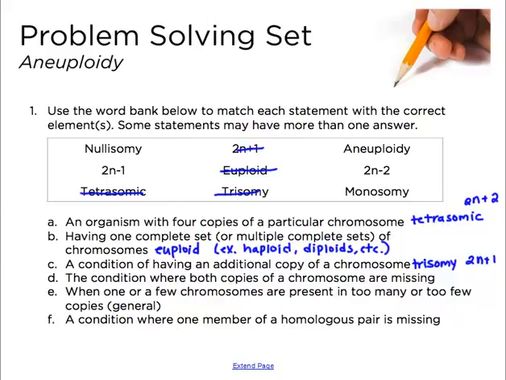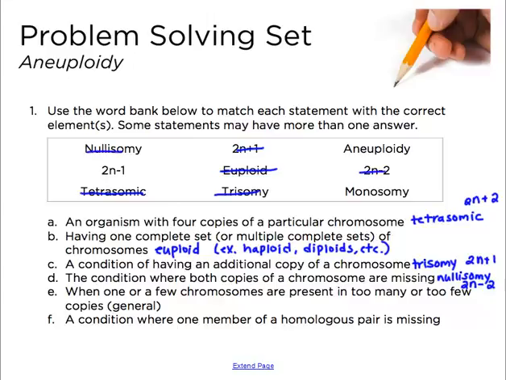Part D. The condition where both copies of a chromosome are missing. This is what's known as nullisomy. So in humans, we have 23 pairs of chromosomes, and nullisomy would be where we have, let's say, no copies of chromosome 4. So instead of having 46 chromosomes, we would only have 44. Okay, so that would be written as 2n minus 2 for a diploid. And you're minusing 2 because you're losing the complete set, which is a pair of 2, from the karyotype completely.